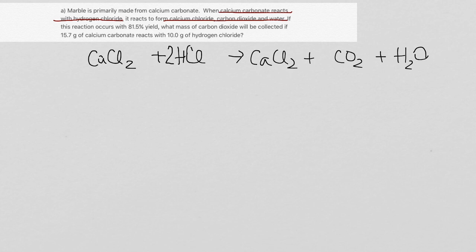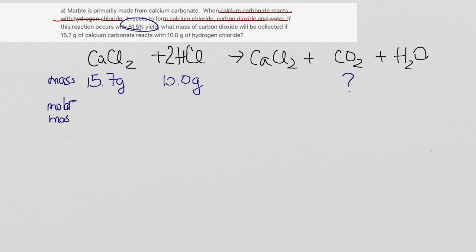It goes on to say, if the reaction occurs with 81.5% yield, what mass of carbon dioxide would be formed if 15.7 grams of calcium chloride reacts with 10.0 grams of water? So just like before, we'll set up our chart: mass, molar mass, moles.